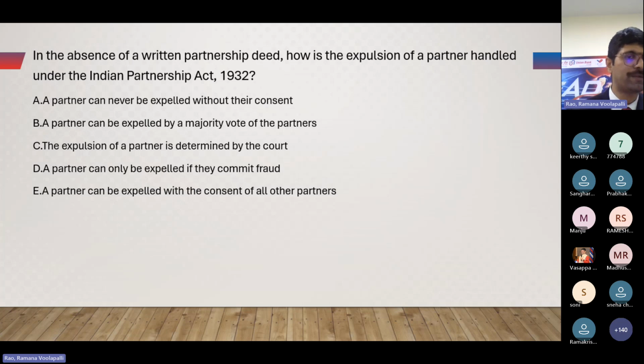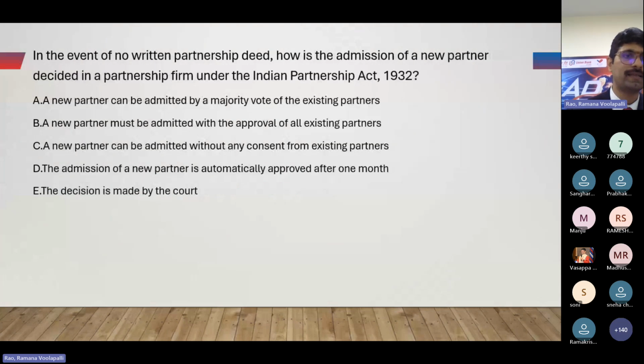Okay. The expulsion of the partner is determined by the court. A partner can only be expelled if they commit fraud. A partner can be expelled with the consent of all the partners. Yes, Virendra ji, Sri. Okay, great. Great. I think right answers are coming now. Okay. So the answer is a partner can be expelled with the consent of all other partners. Similarly, let us go with another one.